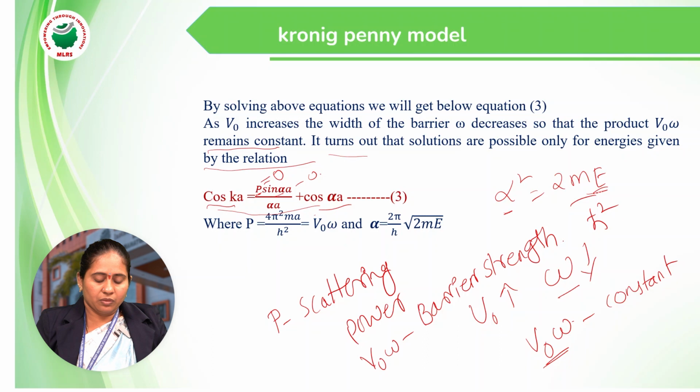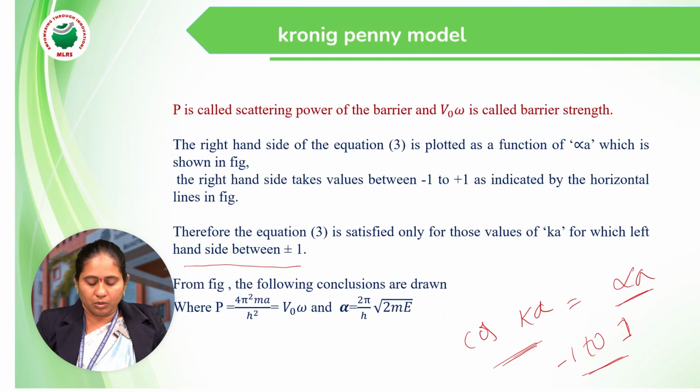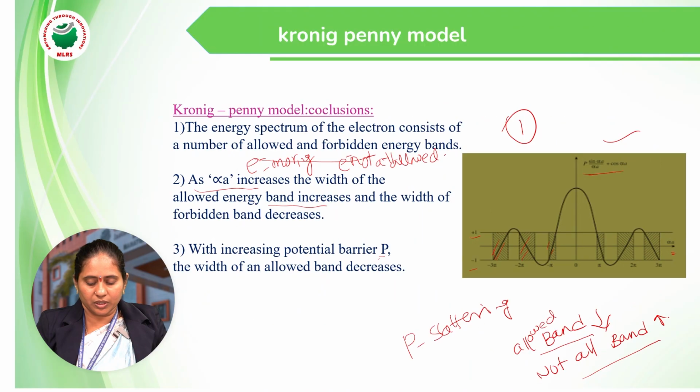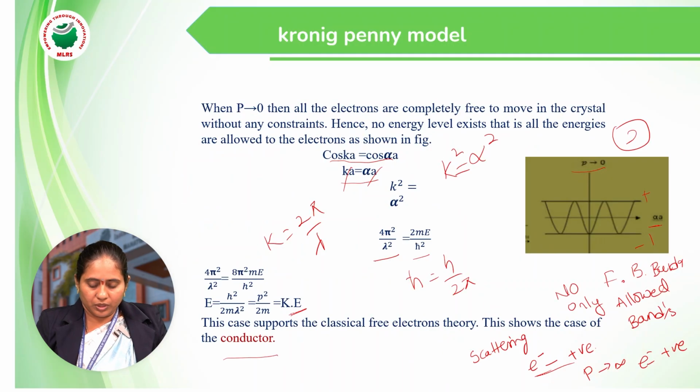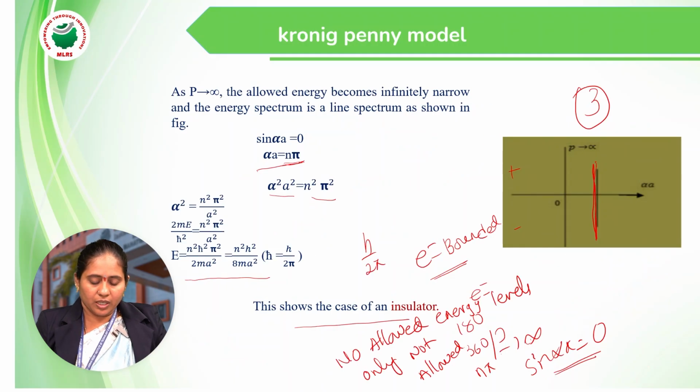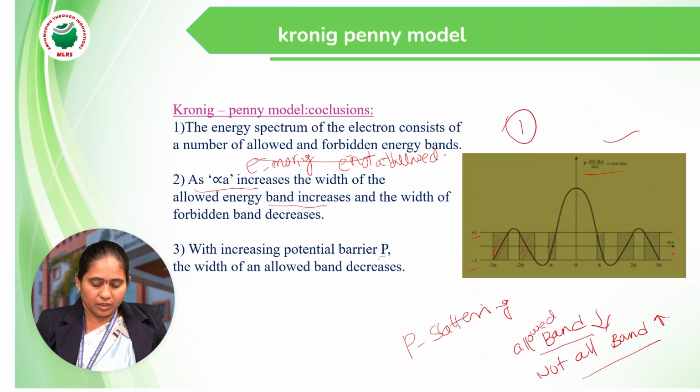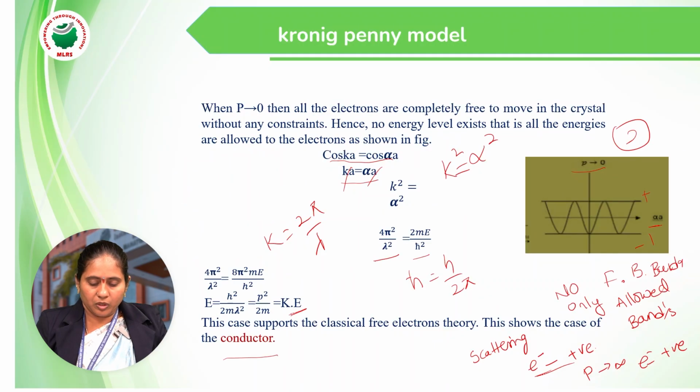So from this equation, we have the conclusions. If the P increases, allowed bandwidth increases, not allowed bandwidth decreases. If the P value is 0, all are allowed bands. There are no not allowed bands. If the P tends to infinity, there are only not allowed bands, no allowed band. If the P value increases, allowed bandwidth decreases, not allowed bandwidth increases. So this is about the Kronig and Penney model and its conclusions.